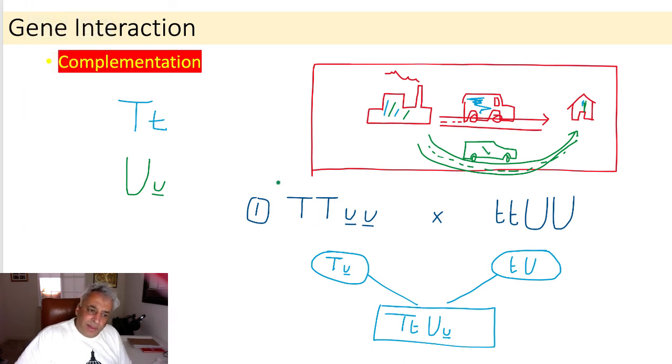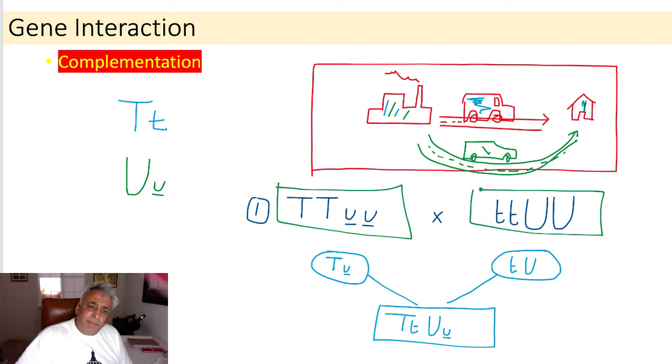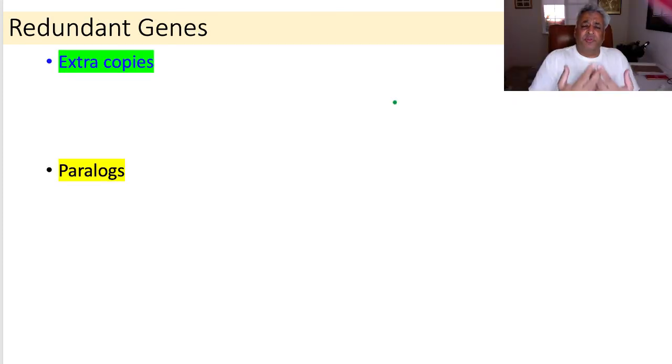So this individual was a mutant, this individual was a mutant, but when they bred together, they produced a wild type. And we say that the two genes, the two truck companies in the heterozygous configuration have complemented each other. So they've helped each other to deliver some cargo to your house. That is complementation.